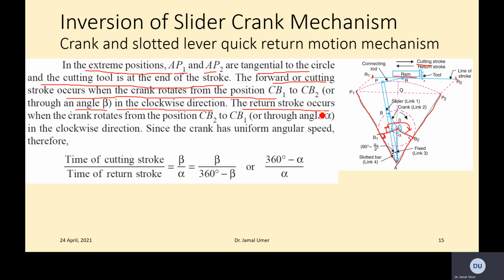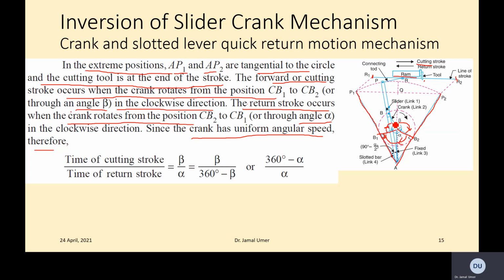The return stroke occurs when the crank rotates from position CB2 to CB1. Of course it has to come back because the crank keeps continuously moving, and now it does another cycle. So it moves from CB2 to CB1, through an angle of alpha in a clockwise direction. Since the crank has a uniform angular speed, that's what makes it a quick return mechanism, which we have studied already in previous examples.